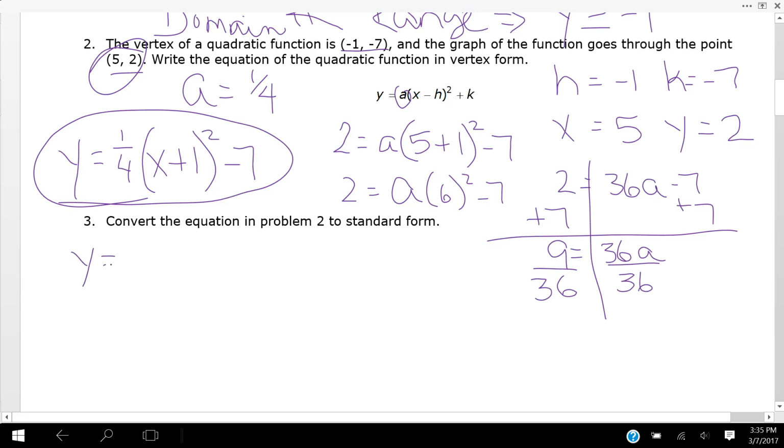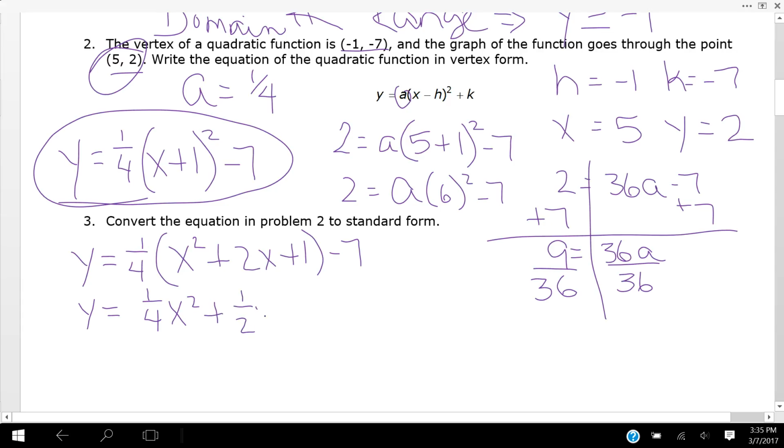So the first thing I'm going to do is multiply (x plus 1) times (x plus 1), which is not x squared plus 1. I have x squared plus 2x plus 1, minus 7. I need to multiply everything by 1/4 before I do anything else. So I have 1/4 x squared plus 1/2 x plus 1/4 minus 7. So I have 1/4 x squared plus 1/2 x minus 6 3/4.